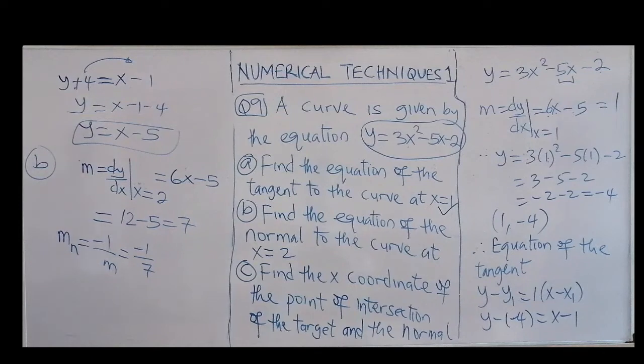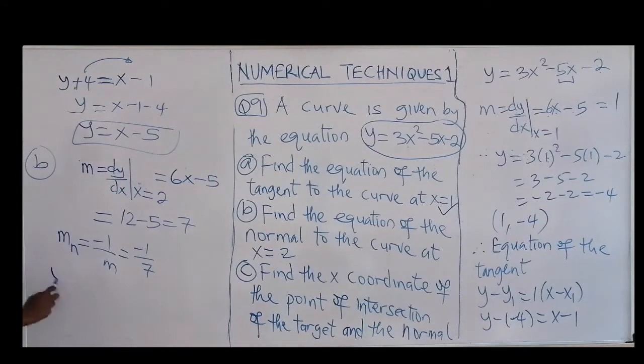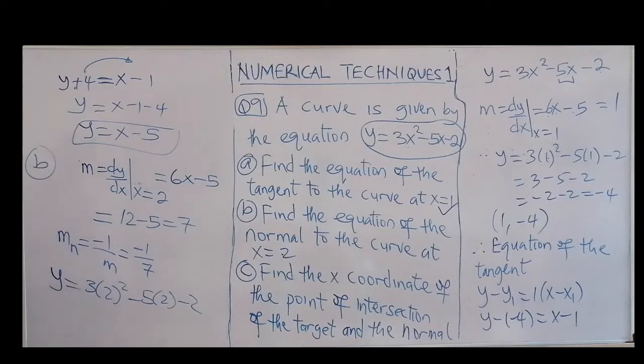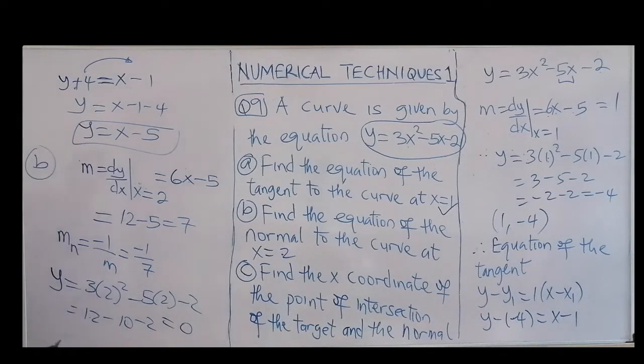Before we get the equation of the normal, we need to get the corresponding y value. So y is equal to 3 times 2 squared minus 5 times 2 minus 2. 2 squared is 4 times 3, that's 12, minus 10, minus 2. 12 minus 10 is 2, and 2 minus 2 is 0. So the coordinate is 2, 0.